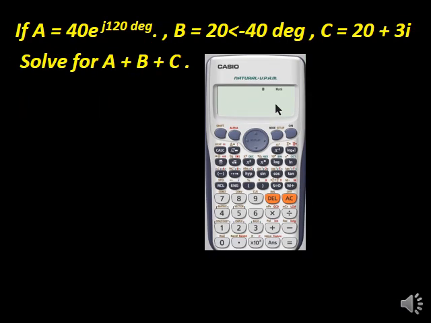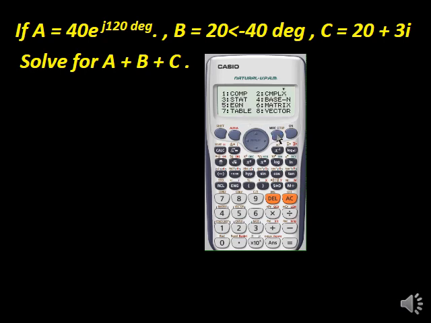If A is equal to 40 e raised to 120 degrees i, and B is 20 angle negative 40 degrees, and C is equal to 20 plus 3i, solve for A plus B plus C. Because all of these complex numbers are defined, we can simply use the calculator directly to solve for the sum of these complex numbers.